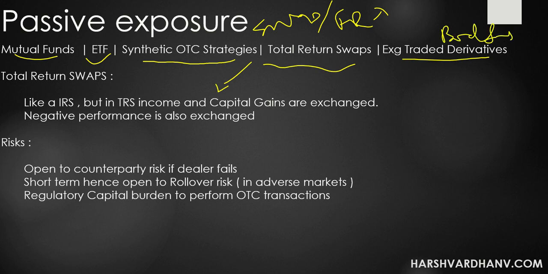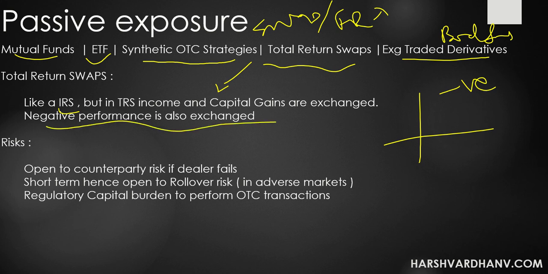So what is a TRS? A TRS is like an IRS only, but over here the total returns are exchanged. So if any counterparty is facing a negative return also, the other counterparty is liable to pay and receive and so on and so forth. So we have written that negative performance is also exchanged.